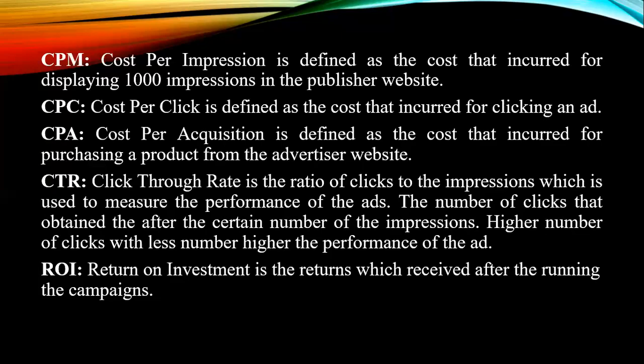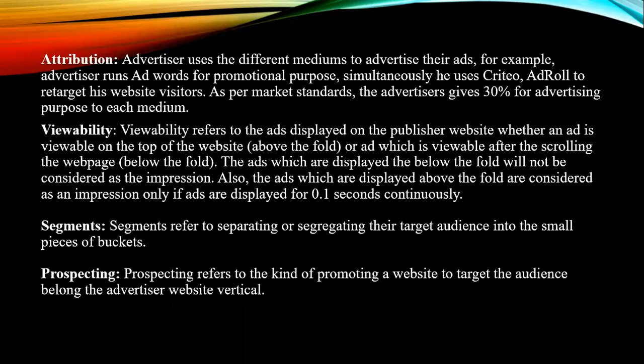Return on investment is the return received after running the campaign, what you are getting from it. Attribution refers to the different mediums used to advertise the product. Websites use different mediums, such as Google Ads or AdWords, and maybe Criteo and AdRoll. These are some of the platforms to place ads, so that they can go with different features or characteristics to make the ad visible to the customers.